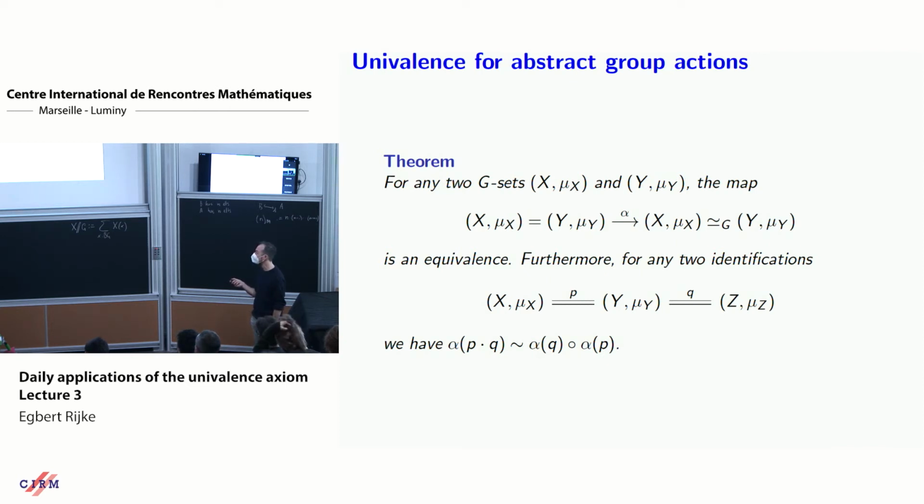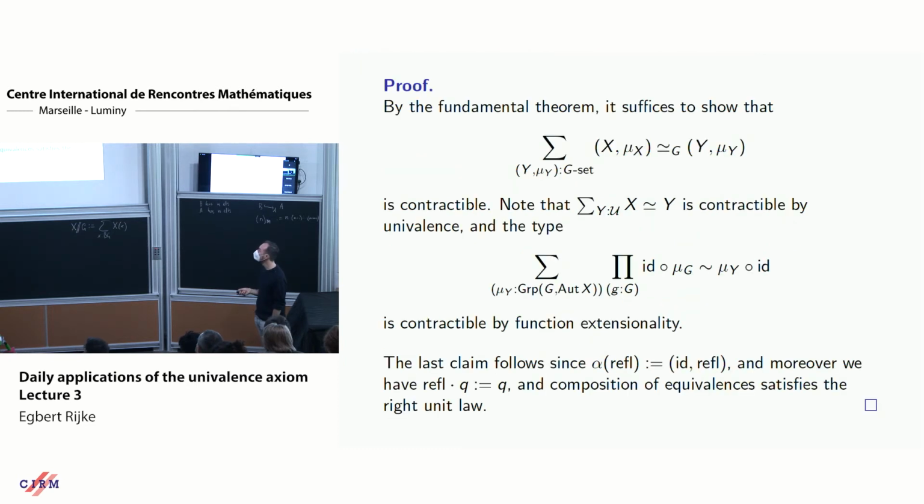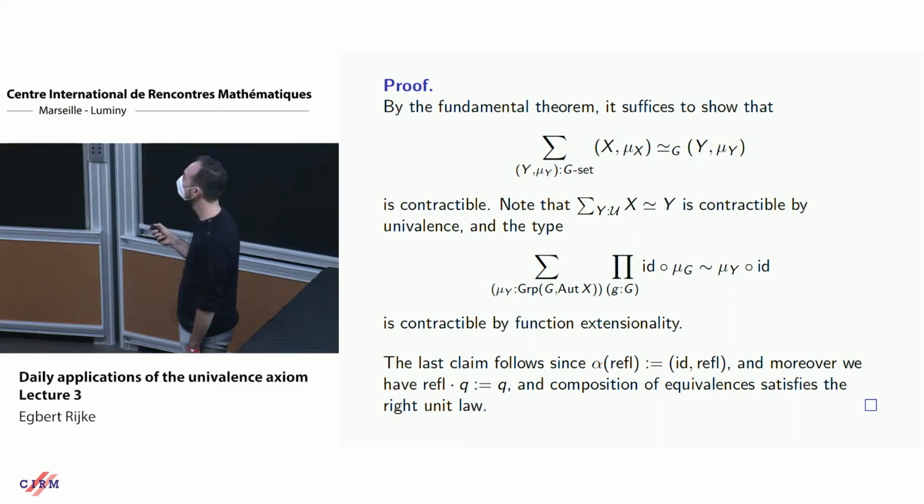And this we're gonna need when we want to show that the loop space of the type of G-torsors is not only equivalent to the underlying type of the group, but actually has the same multiplication. We need a law like that. So let's recall how we prove this. Any characterization of identity types passes through the fundamental theorem.